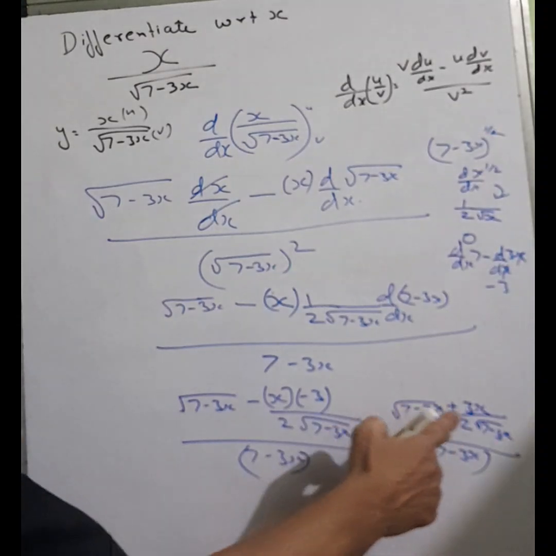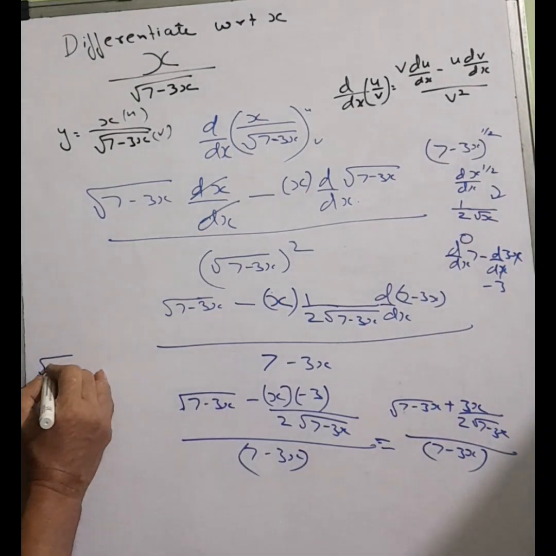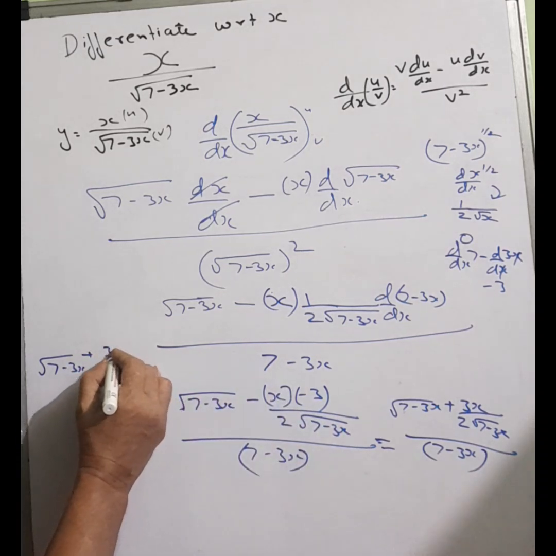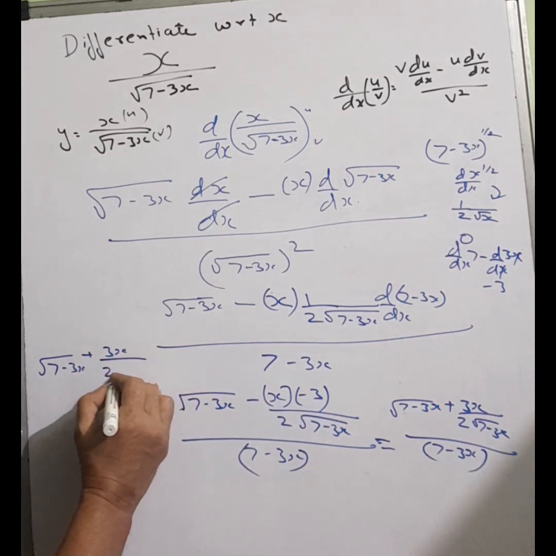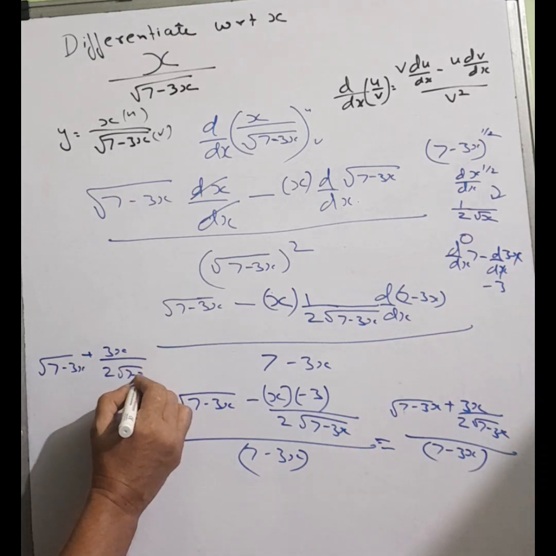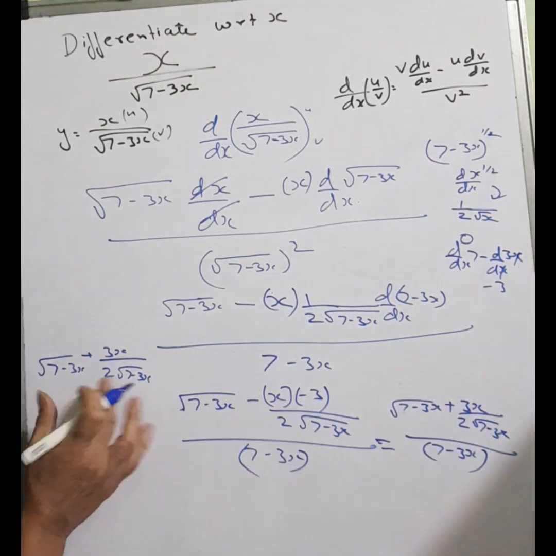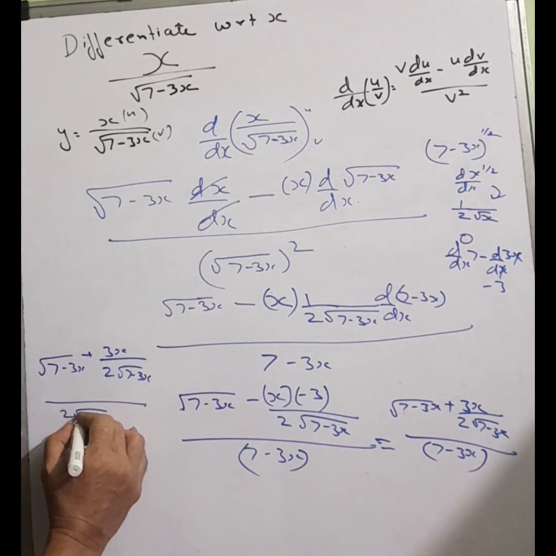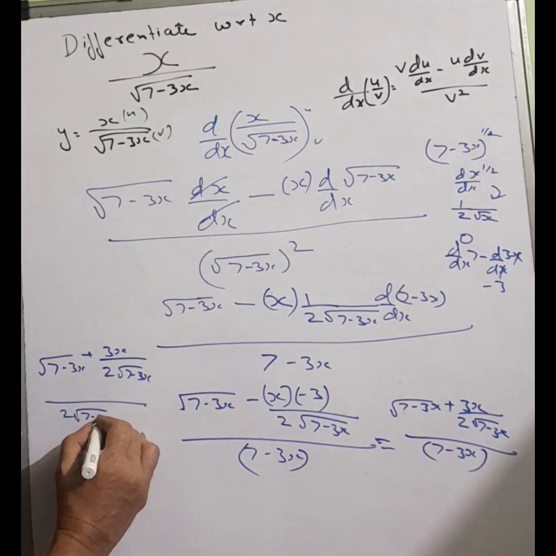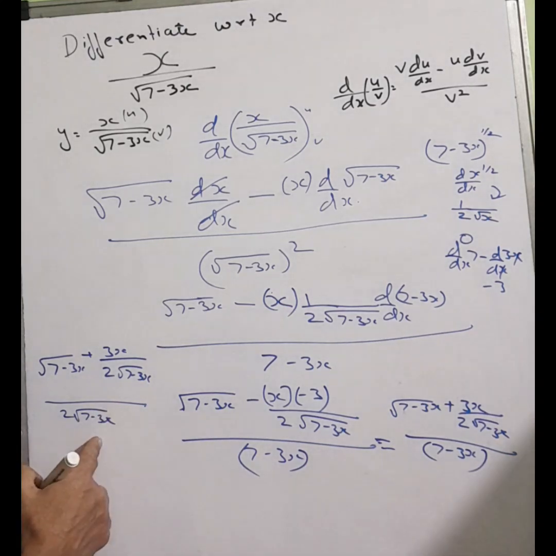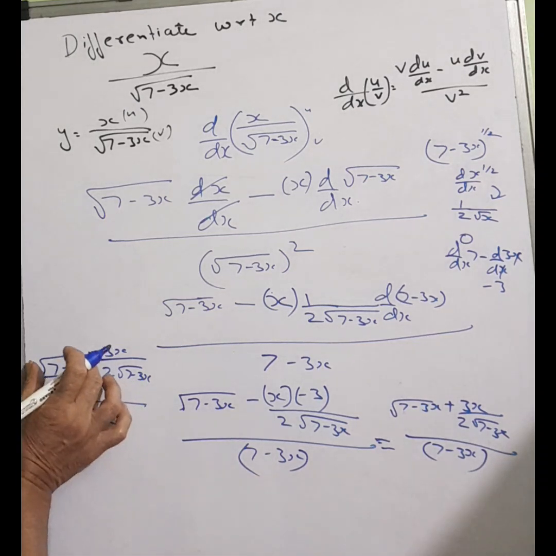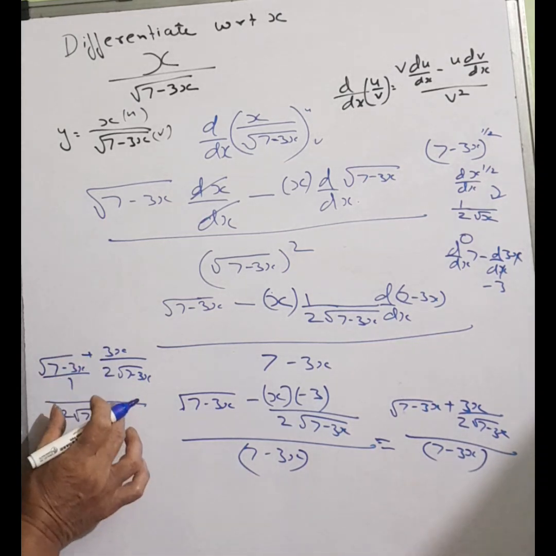Now I hope you are aware of the LCM part. Now if not, then I'll just do it here. This is 7 minus 3x and that is plus 3x over 2 into root of 7 minus 3x. I am just dealing with the numerator part. So in this case, the LCM is 2 into root of 7 minus 3x. Alright, because this is divided by 1. Alright, so this into this. So this I have to multiply because 1, this into this.